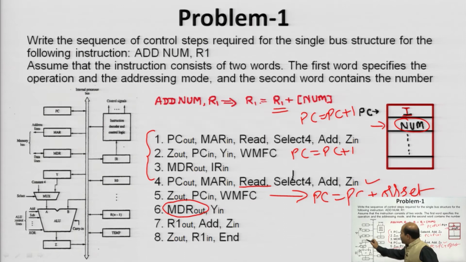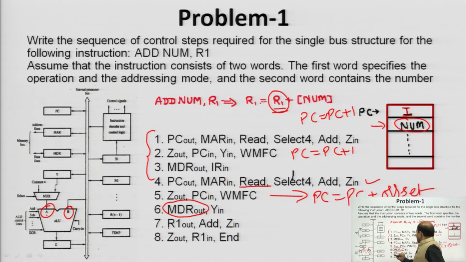This data will be transferred to the Y register, because in the ALU there are two inputs, one through Y, that is pin number A, and one directly through the bus, that is pin number B. So, we have to provide two operands, one at pin number A and the second operand at pin number B. So, MDR out, that is the memory content or num value, is provided to this A pin through the Y register, and in the next step the R1 value is required.